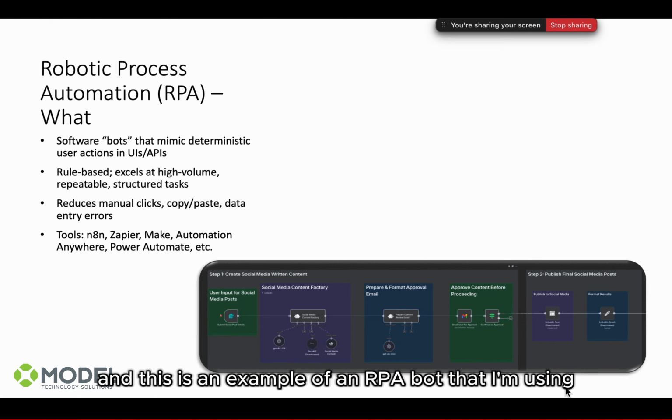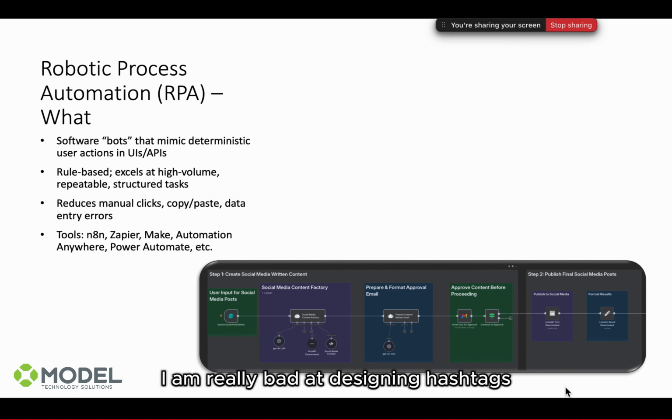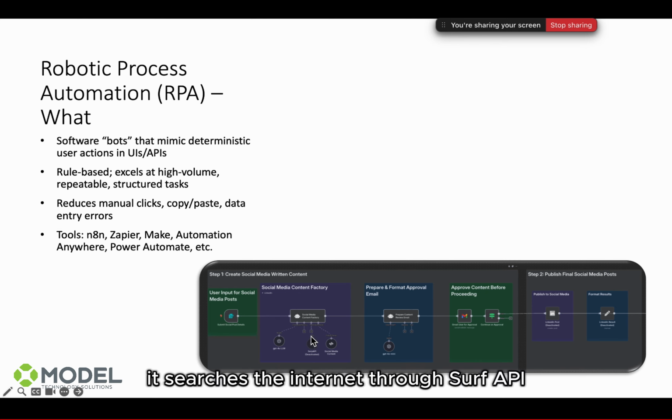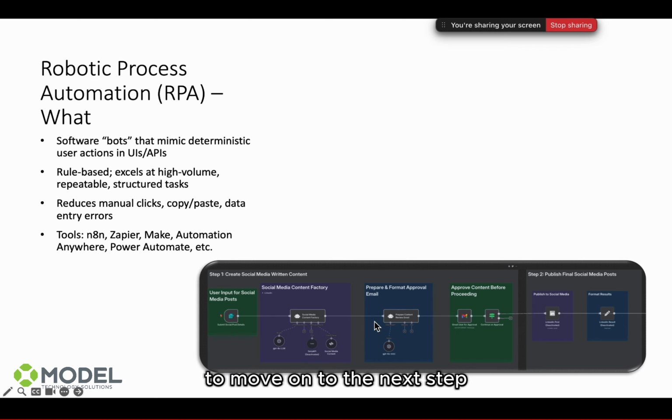And this is an example of an RPA bot that I'm using. So the example here is I like to post on social media, LinkedIn specifically, about some tech ideas that I have. However, I am really bad at designing hashtags and the copy to make it optimized and within the character limits of LinkedIn. So what I have here is I have a form. And what this form does is it takes an input for an idea. It searches the internet through SERP API, and then based on some custom instructions I've written, sends that over to an assistant that I have in the API to formulate the post and puts it out in JSON to move on to the next step.